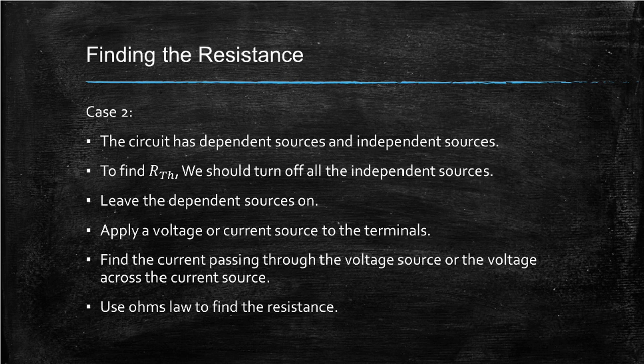Find the current that passes through the voltage source, or if you choose to apply a current source, find the voltage across the current source. Finally, use Ohm's law to find the resistance. That resistance will be RTH. To note, sometimes with dependent sources you will find RTH to be negative. This means that the circuit is supplying power. It is possible with dependent sources.